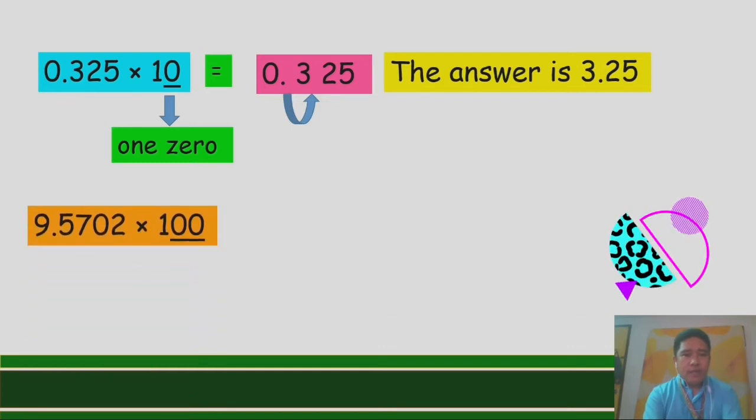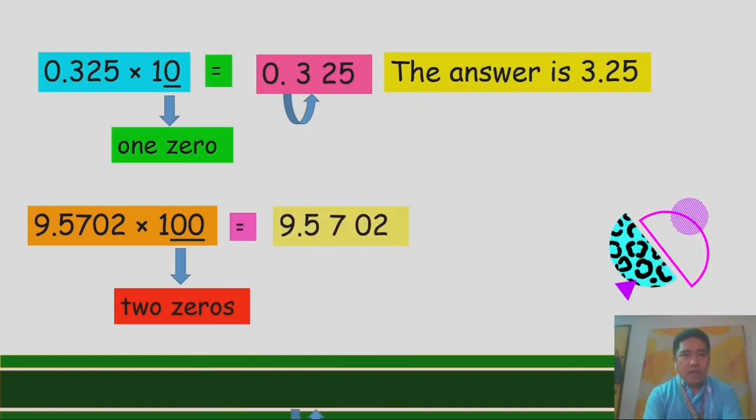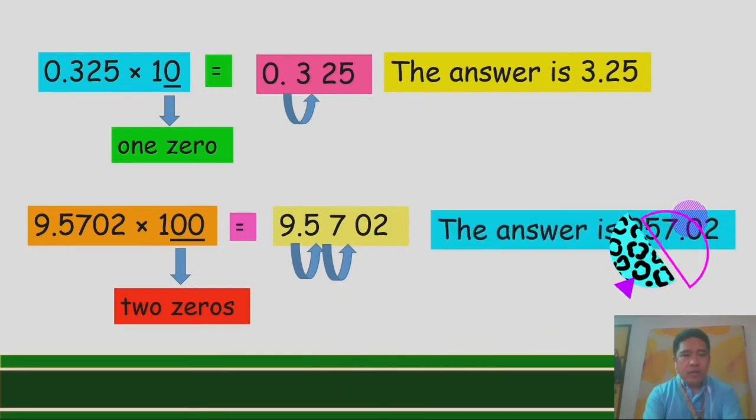Let us have another example. 9 and 5,700 to 10,000 times 100. We have 2 zeros in our multiplier. So we are going to move the decimal point of the multiplicand 2 places to the right to give the answer of 957 and 2 hundredths. So again, there are 2 zeros in the multiplier. So we are going to move the decimal point of the multiplicand 2 places to the right.